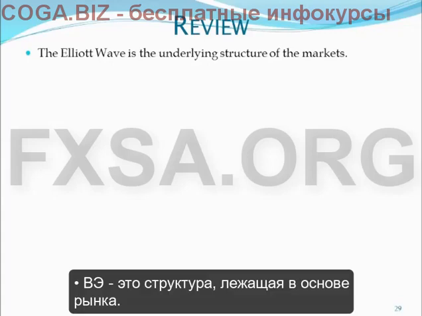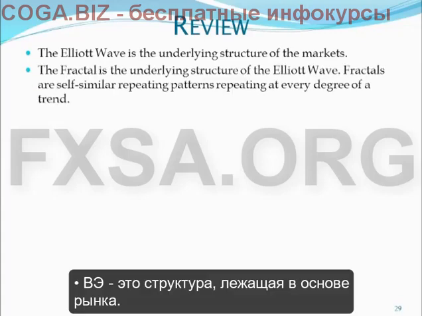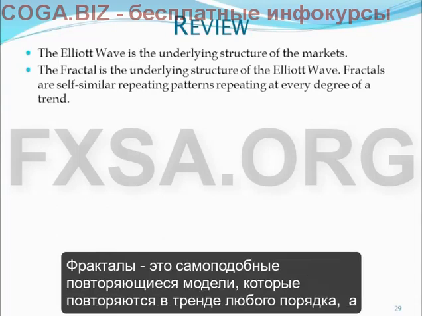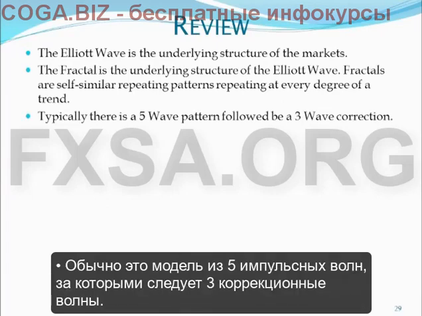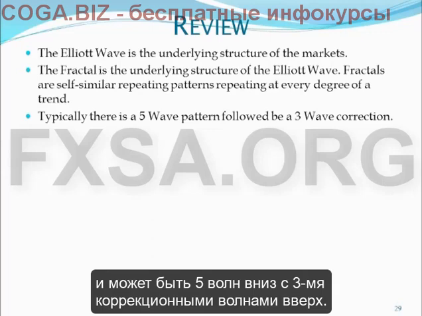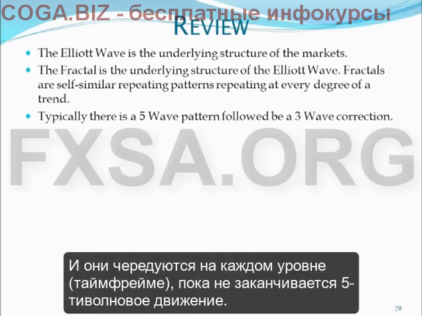The Elliott wave is the underlying structure of the markets. The fractal is the underlying structure of the Elliott wave, and fractals are self-similar repeating patterns repeating at every degree of a trend and within the trend as well. Typically, there's a 5-wave pattern followed by a 3-wave correction. Now, this 5-wave pattern can be 5 waves up with a 3-wave correction down, or 5 waves down with a 3-wave correction up, and they're going to alternate between every degree once we've finished a complete 5-wave move.